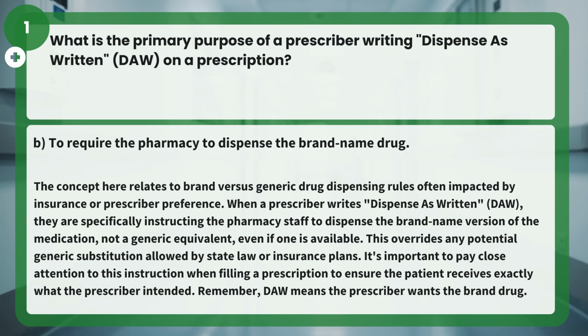This overrides any potential generic substitution allowed by state law or insurance plans. It's important to pay close attention to this instruction when filling a prescription to ensure the patient receives exactly what the prescriber intended. Remember, DAW means the prescriber wants the brand drug.